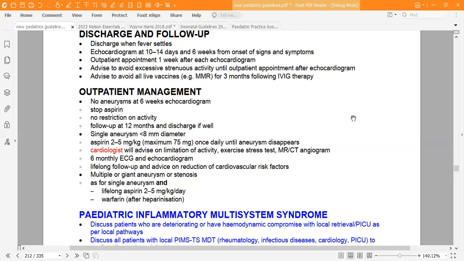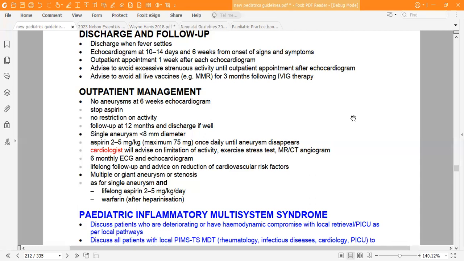So that's if one patient got a single aneurysm less than 8 millimeter in diameter, he will keep taking aspirin 2 to 5 milligram per kg once daily until aneurysms appear. Cardiologist will advise him about the limitation of activity. He may need MR or CT angiogram for his blood vessels or coronaries around his heart. He will need to do ECG and echo every 6 months, and he will need indeed lifelong follow-up and advice for reduction of cardiovascular risk factors.